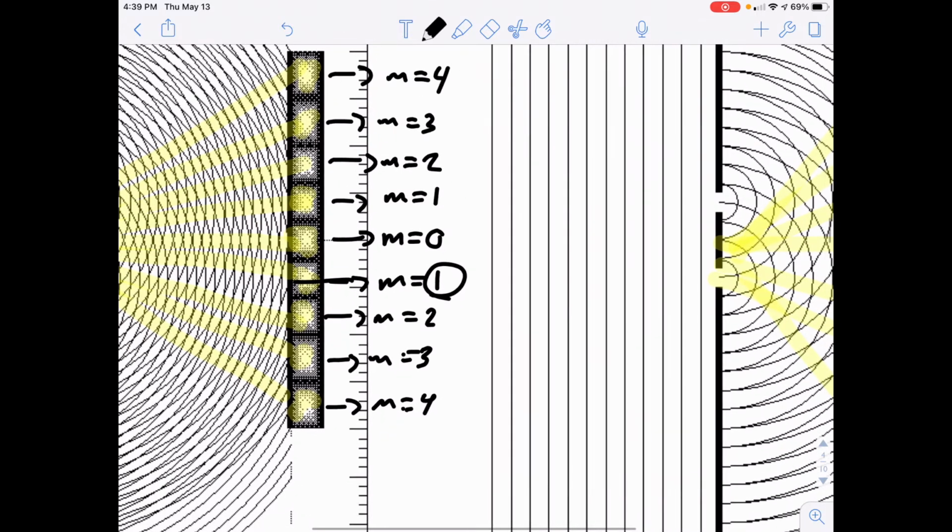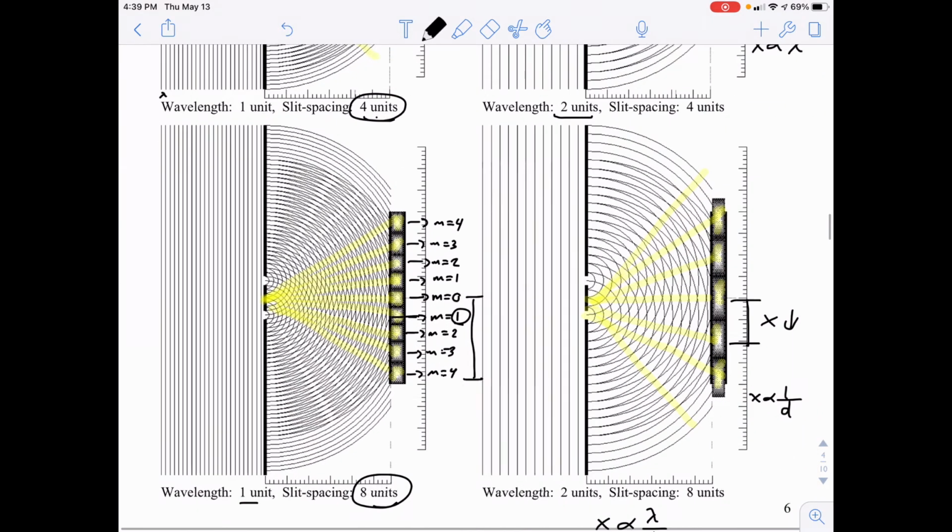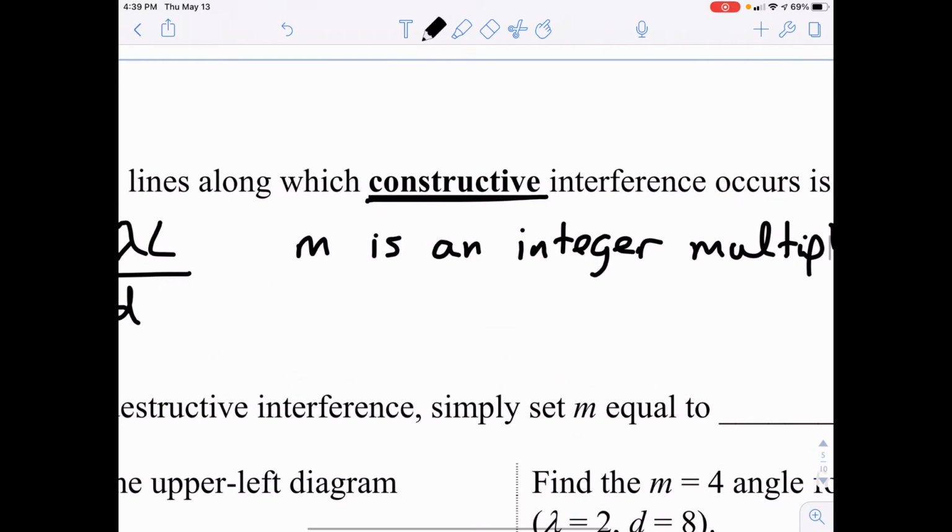Quite honestly, you don't really need to use your integer multiple unless the question specifically states how far from the central maximum is the third or fourth bright fringe. What is the distance to the third or fourth or fifth or 10th bright fringe? Then you would use the integer multiple m. If you're just looking for the distance between adjacent fringes, you don't worry about m at all.